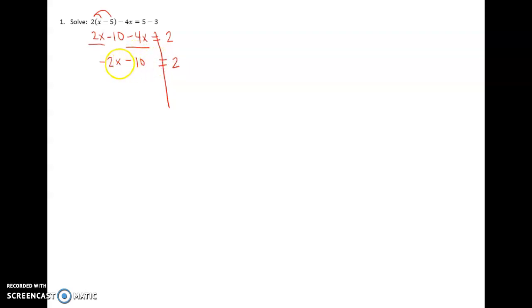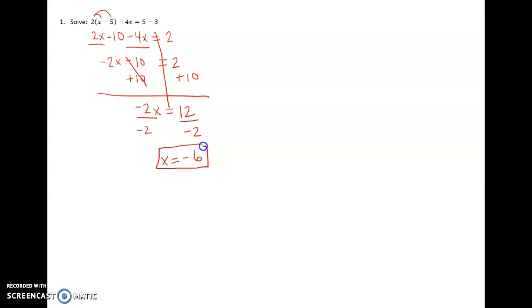Okay, we want to continue to isolate the x, so add 10 to both sides. Notice how I'm keeping it balanced on each side, add a 10 to each of those. Those cancel, I get negative 2x equals 12. I've got to divide by that negative 2 on each term. And so 12 divided by negative 2, I'll get x equals negative 6.